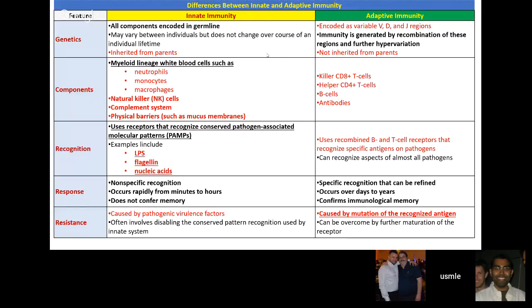The response for innate is non-specific recognition, and you can have a response within minutes, within hours, depending on the infection. And remember that in innate, you don't have memorization. Memorization is mostly for adaptive.